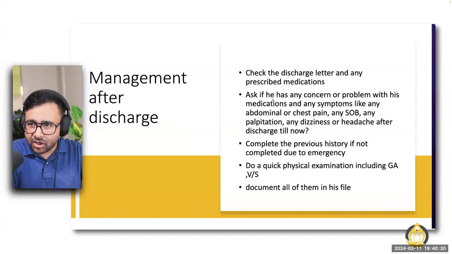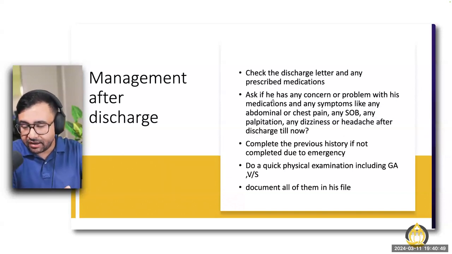discharge letter is checked. So generally, Australia has an electronic health record, and if the patient has given consent to share their electronic health record, you can just access it, where you will see most of the relevant information, including the discharge letter. So you can get the discharge letter from there. Sometimes they bring the printout, so you have to read that.